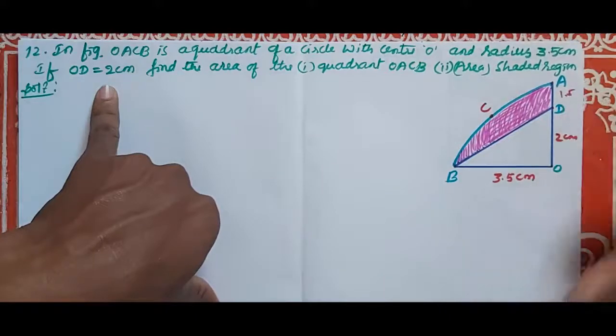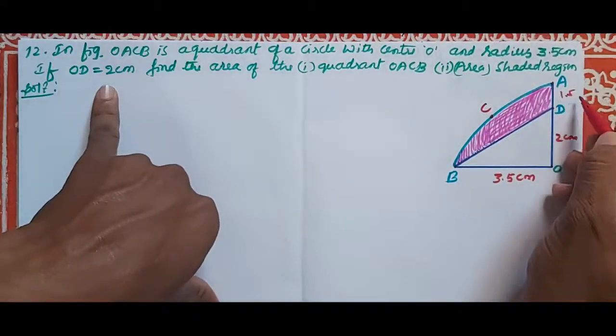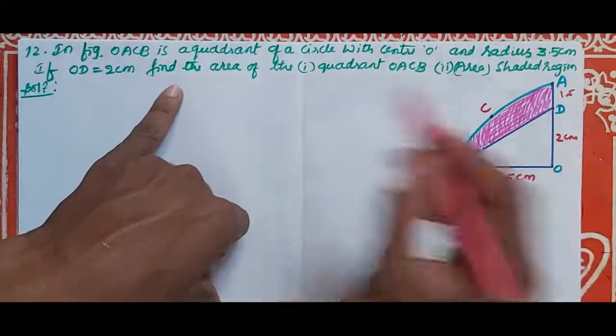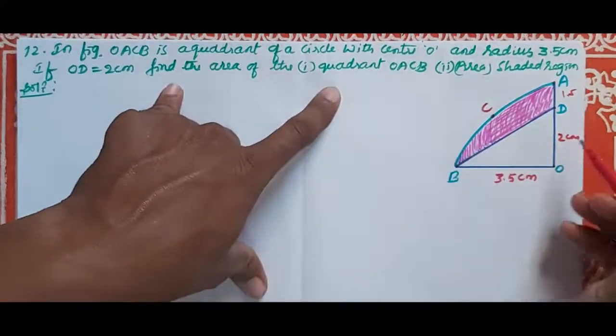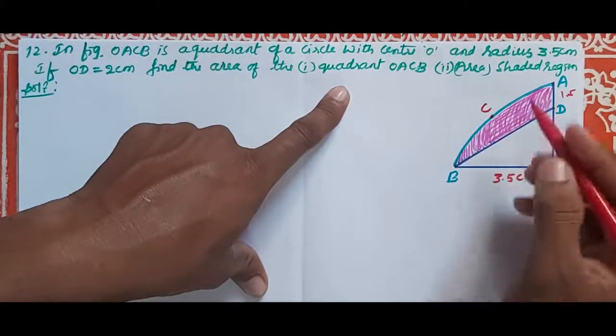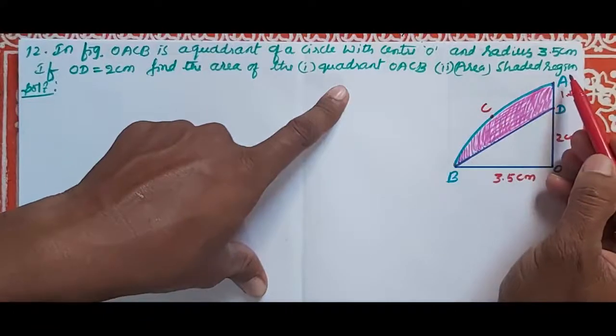So this is 1.5 centimeter, right? 2 plus 1.5, that is 3.5. Radius is 3.5, OD is equal to 2 centimeter, given. Find the area of, we need to find out first, quadrant OACB, right? And the second one is the area of the shaded region.